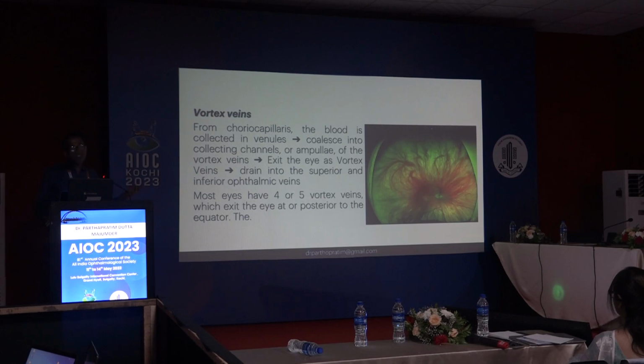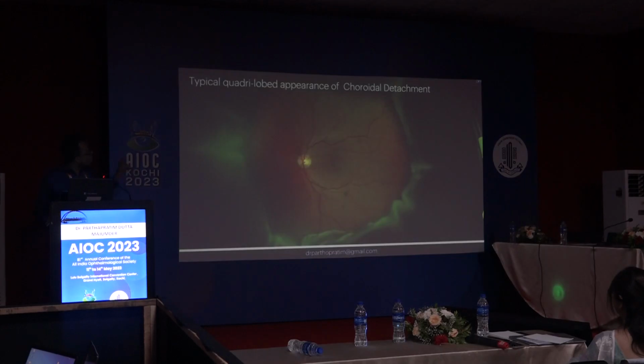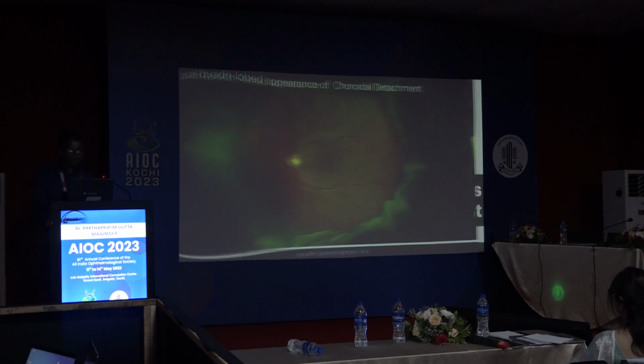And what is the significance of this vortex vein? You see this choroidal detachment here. Can you see the quadrilobed appearance of this choroidal detachment? This happens because of the vortex veins in there. They don't allow the choroidal detachment to progress to the posterior pole.